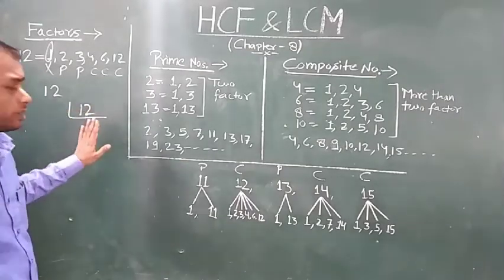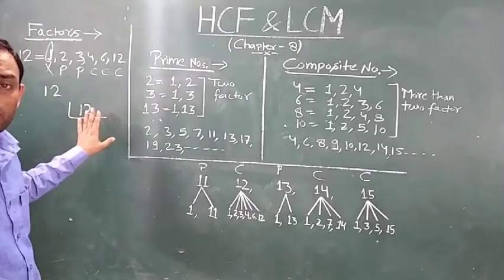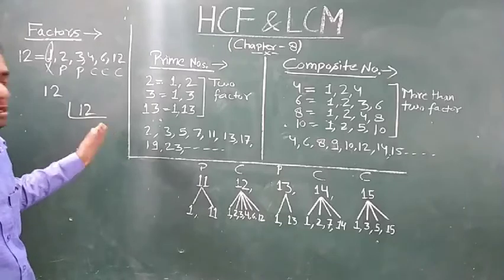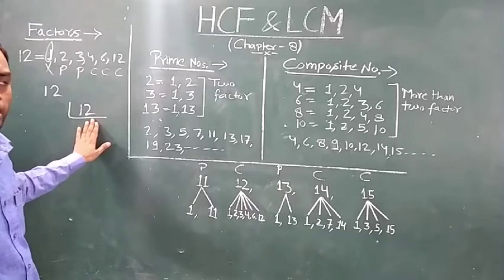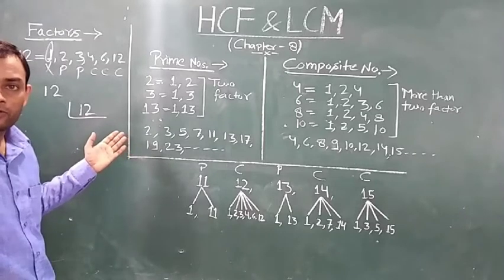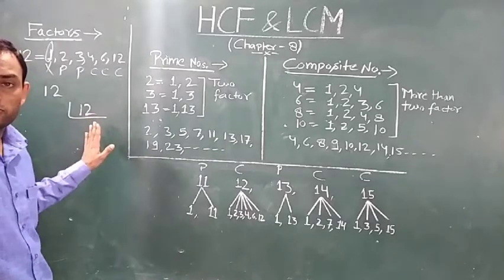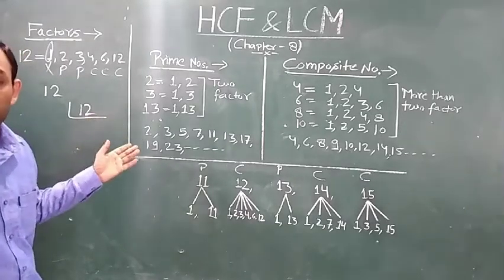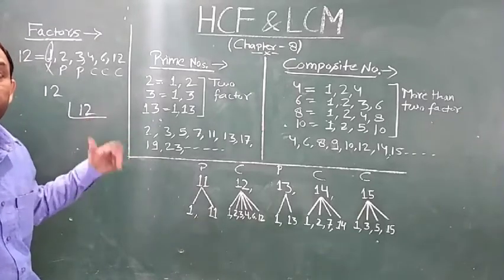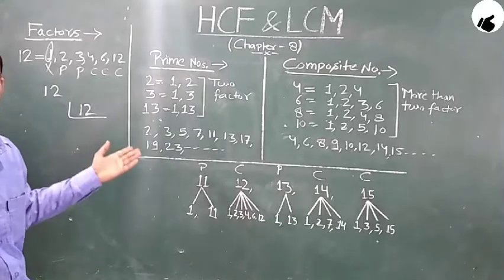Okay, and you will divide this 12 by the smallest number except the 1. You will divide it by the smallest number: 2, 3, 4. First of all, you will divide it by the 2. If it is not divisible by 2, then you will try by the 3. If it is not divisible by the 3, then you will try the 4, then 5, 6 and so on.